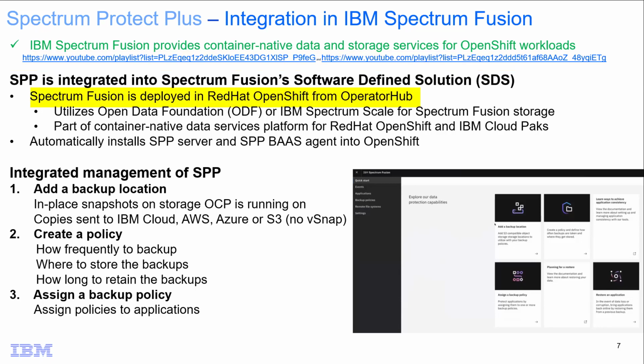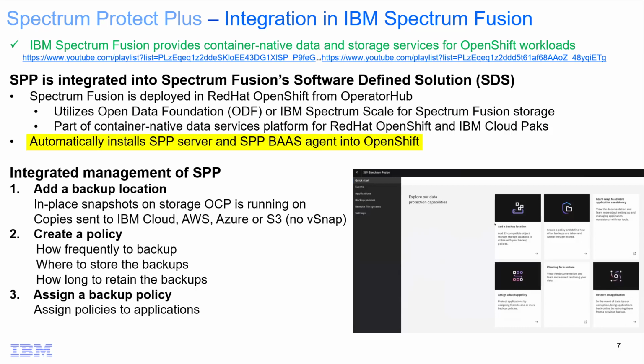Spectrum Fusion is deployed inside a RedHat OpenShift from the OperatorHub, and it's going to utilize either the Open Data Foundation or IBM Scale for the storage that Spectrum Fusion utilizes. And it's part of a container-native data service platform for RedHat OpenShift and IBM Cloud Paks.